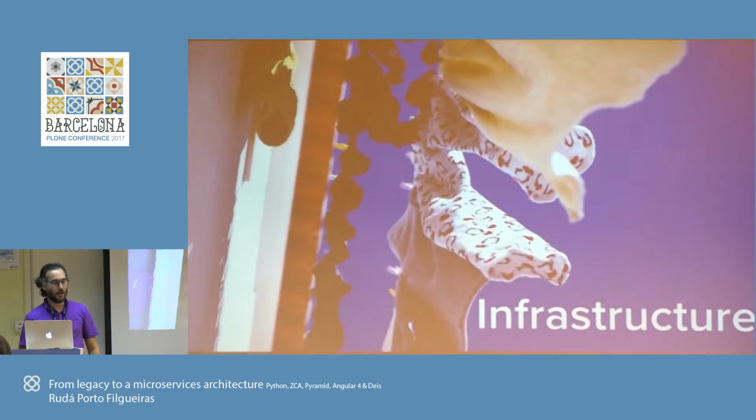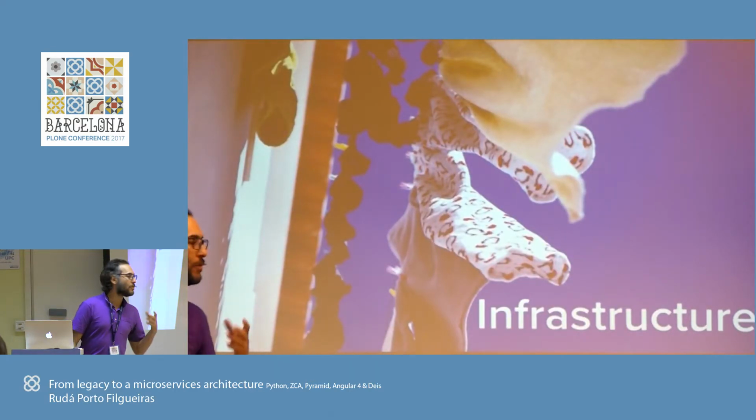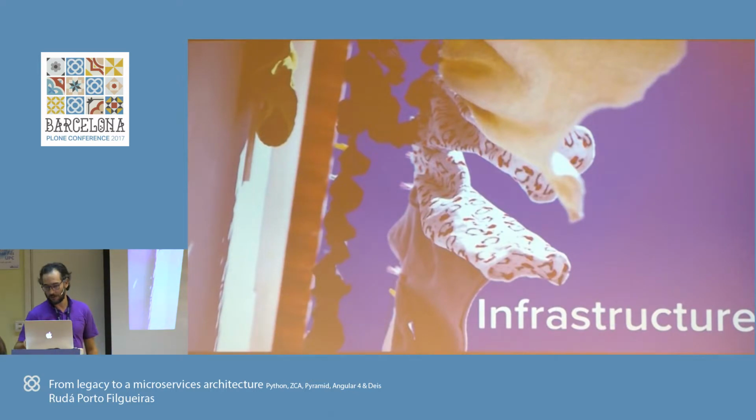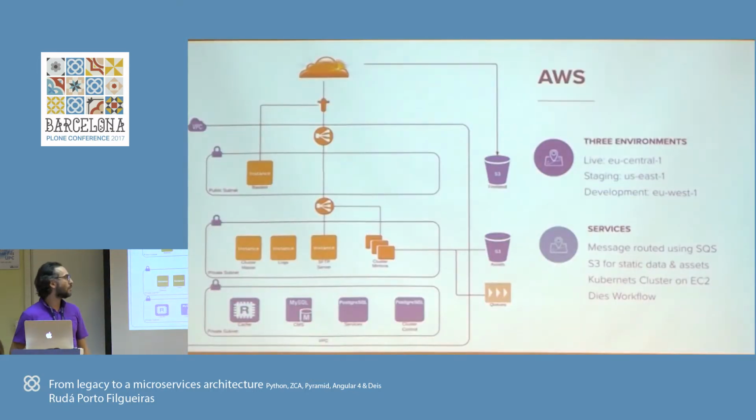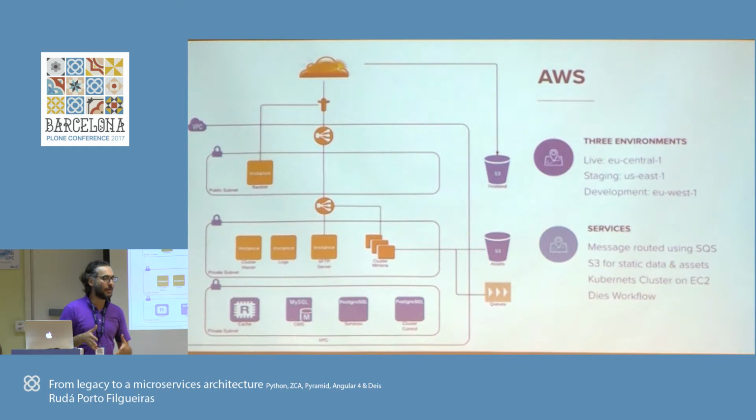Okay. So let's start with the infrastructure to have an idea of what we did. First of all, we decided to use AWS from the beginning. We work with 3 environments: one development environment, a stage environment, and a live environment. So we had to create this infrastructure for each environment. We decided to put each environment in a different region.